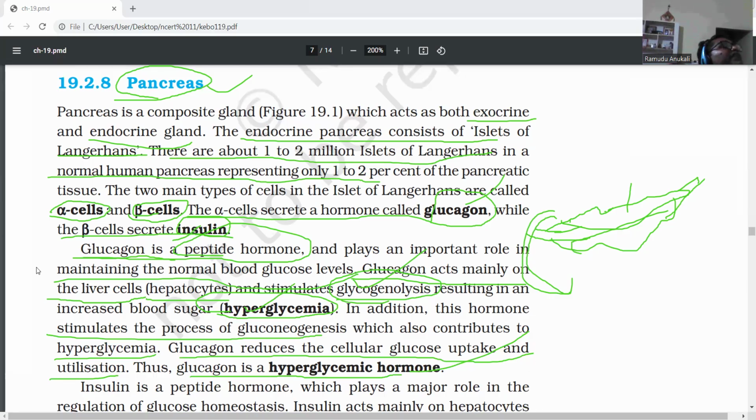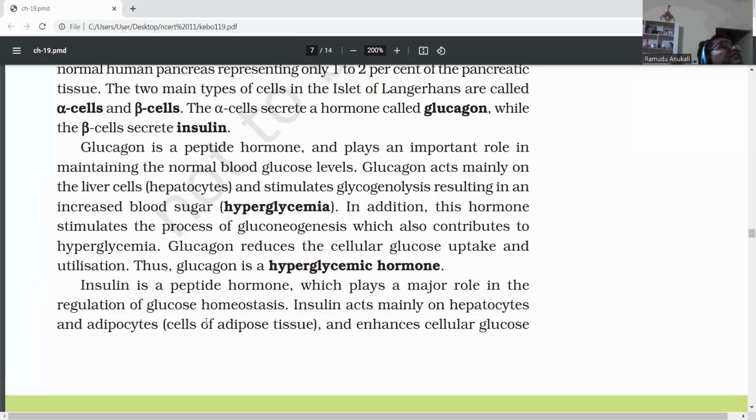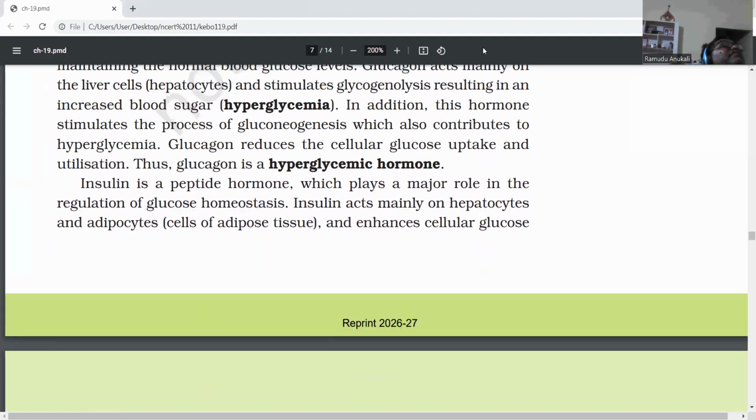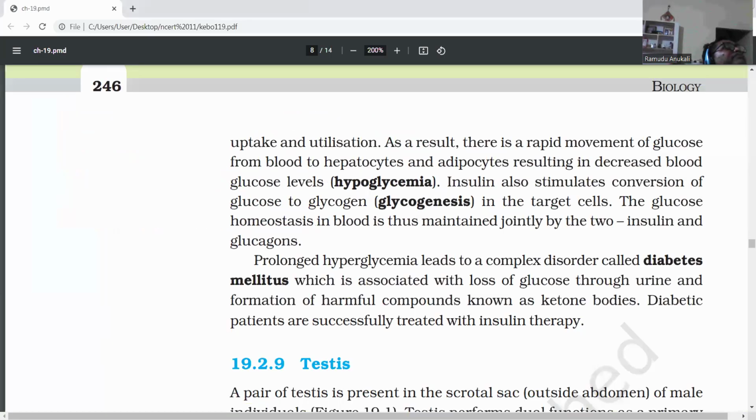Next, another hormone which is secreted by the beta cells is insulin. Insulin is a peptide hormone which plays a major role in the regulation of glucose homeostasis, meaning keeping the glucose level in balance. Insulin acts mainly on hepatocytes and adipocytes and enhances the cellular glucose uptake.